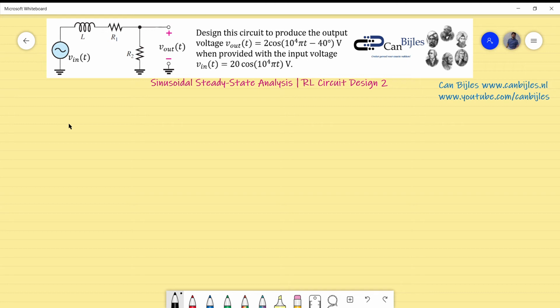We have the following circuit given with a voltage source V in series with the inductor, resistor R1 and the resistor R2. So we have two resistors and one inductor. And the following situation is given for this circuit.